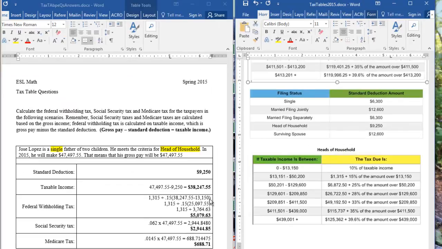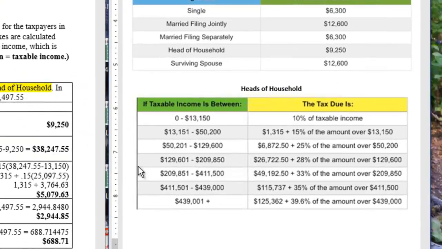So we can see that his taxable income is $38,247.55. And so I need to look at this table here and find that number. I can see the first row is 0 to $13,150. The second row is $13,151 to $50,000, and that's where we are, right here, $38,000. So I want to follow this over and figure out his tax.